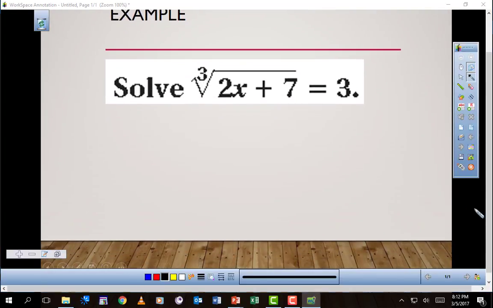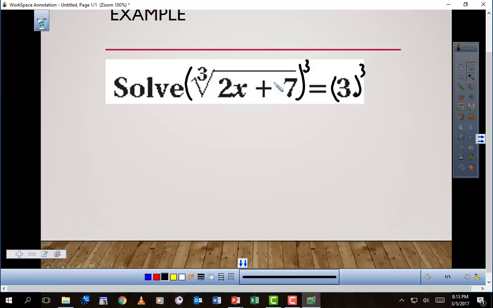So basically you can use common sense here. Like any algebraic equation, we undo everything. To undo a cube root, we're going to cube both sides. That should not surprise you. Cube this side and cube this side. The cube cancels off the cube root because they're inverse operations. So we have 2x plus 7.